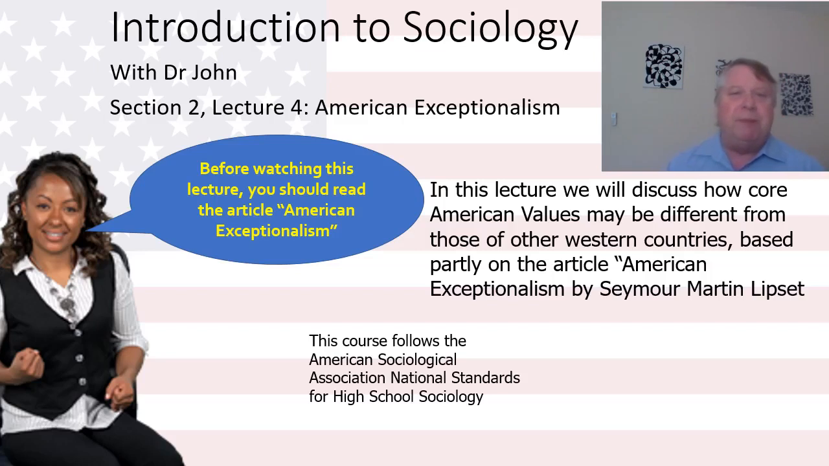Now, this lecture is called American Exceptionalism. It's about how American culture is different from other Western cultures. And I recommend before you watch this lecture to read an article by Seymour Martin Lipset called The Double-Edged Nature of American Exceptionalism. It's in the packet with this lecture, and it's maybe a little hard to understand, but we will discuss many of the concepts he talks about in the lecture. And then afterwards, I encourage you to read it again to see if you could understand it a little better. So it's good practice for when you go to college and have to read higher level material.